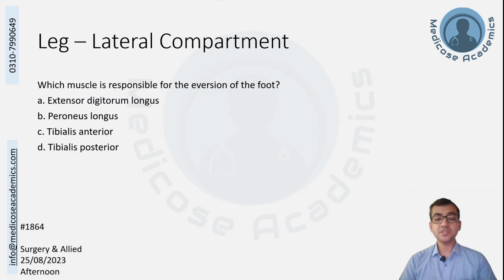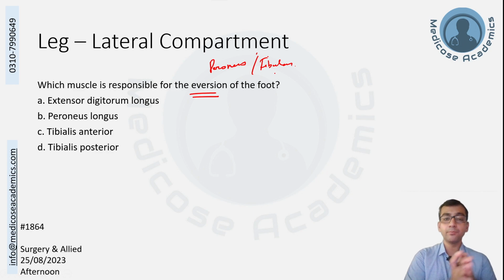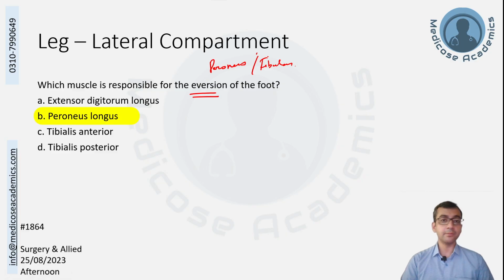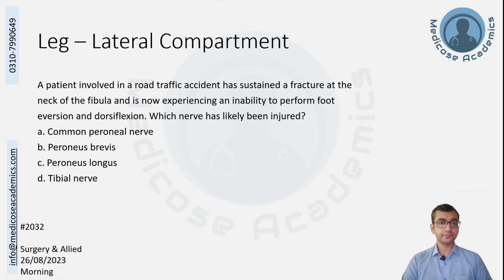Which muscle is responsible for the eversion of the foot? Look for all of the muscles with the name peroneus or fibularis in them. The lateral compartment contains peroneus longus and brevis, which are involved, so the answer here will be peroneus longus muscle.